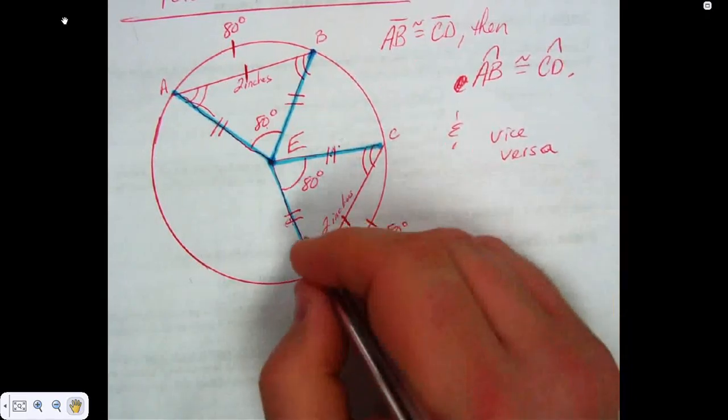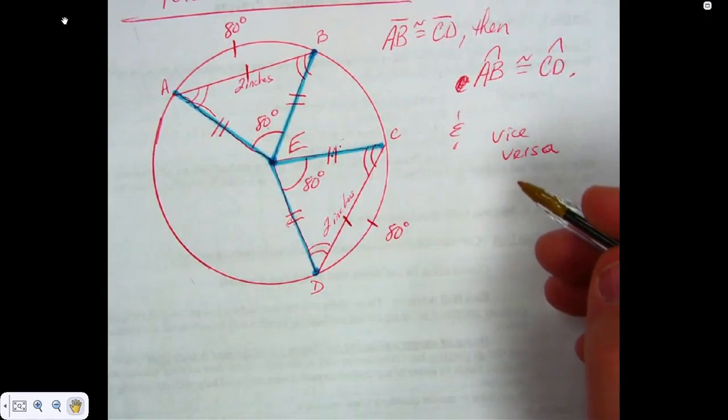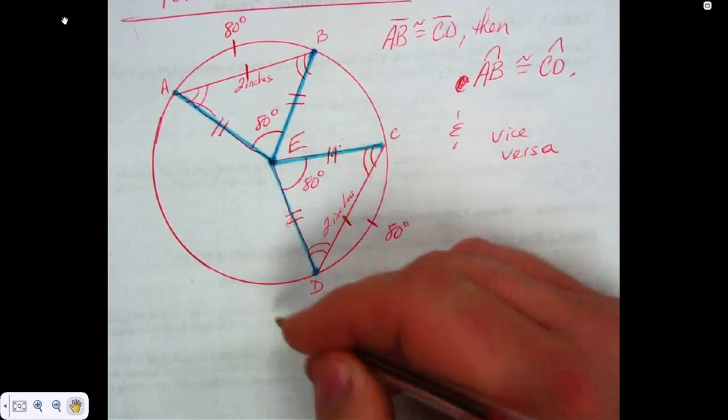So if this is 80, that means this one is what? How much is left for both of them to be? 40. Oh, sorry, I was thinking. For both of them, how much is left for both of them to be?